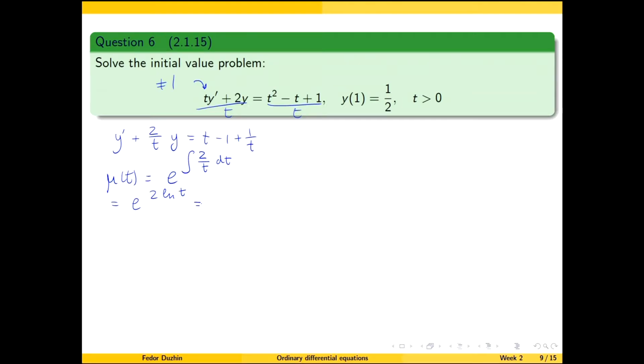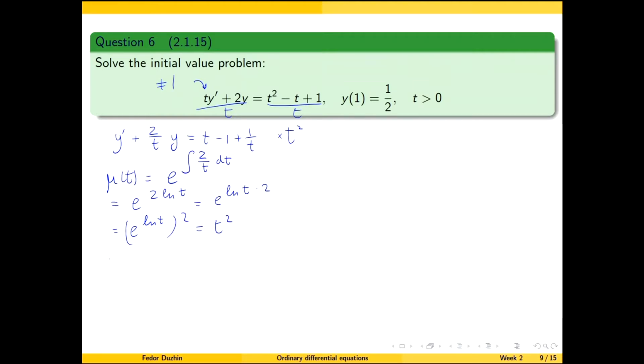Okay, so what is this? We can rewrite it as e to the power ln t times 2, which is e to the power ln t squared, and e to the power ln t is just t, so we have t squared. So the integrating factor is t squared. Now we've got to multiply our differential equation. Remember that we've got to work with the one that has coefficient 1 at y prime. We've got to multiply it by the integrating factor, which is t squared.